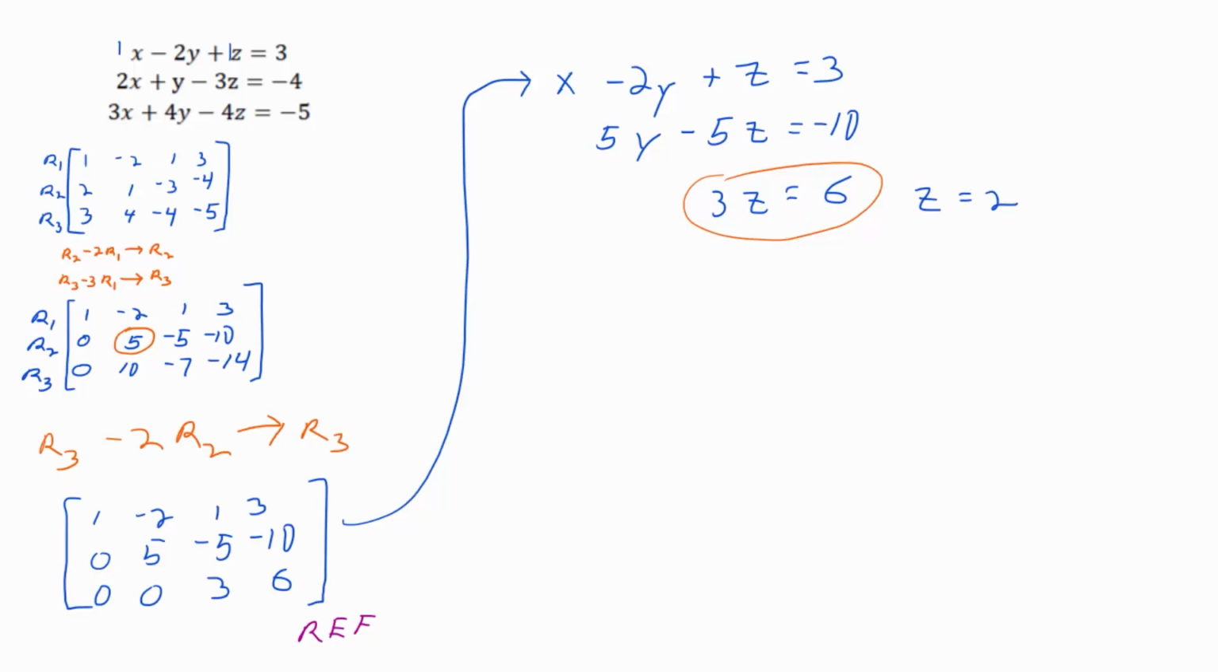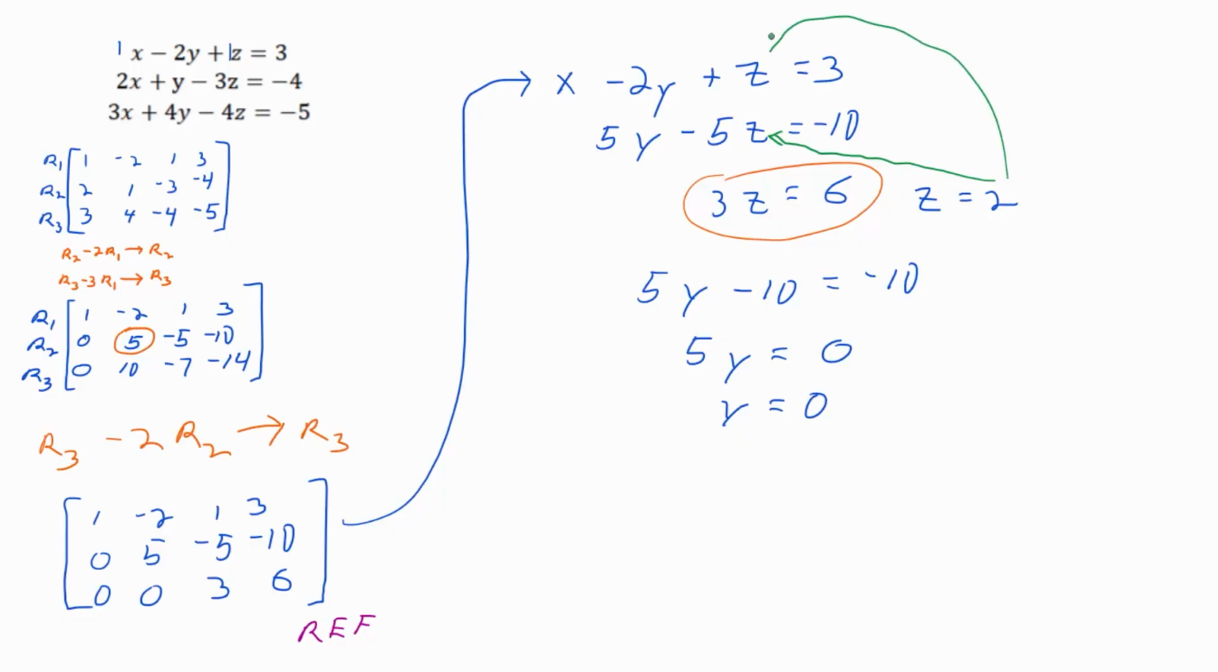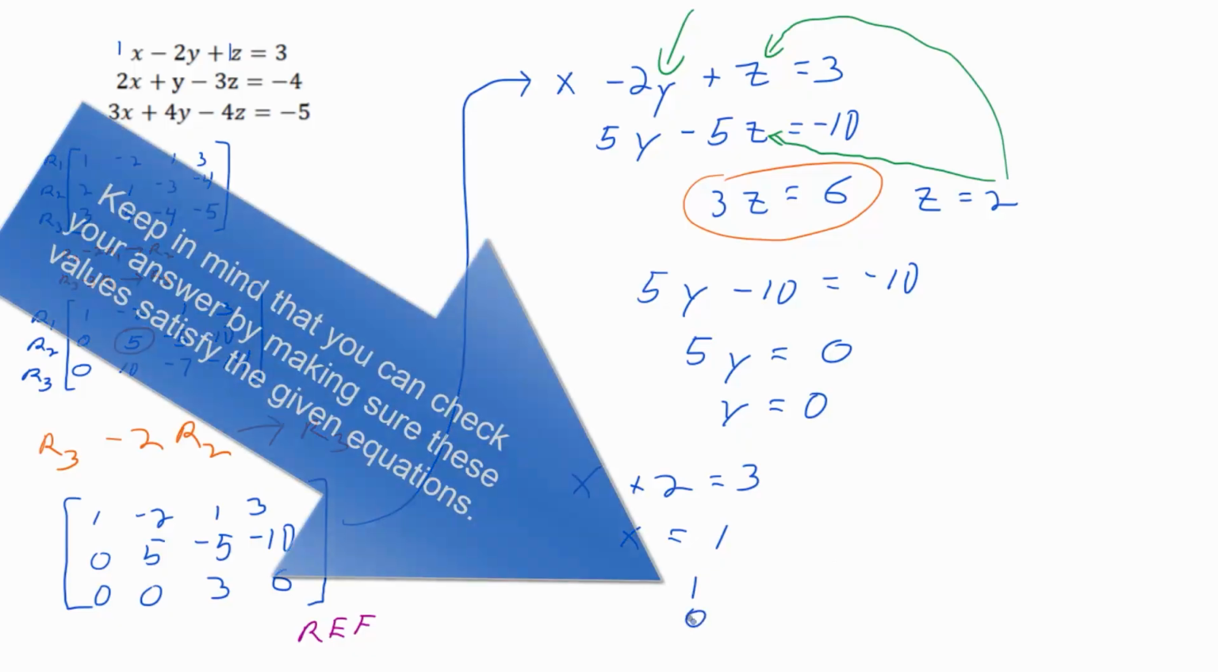And then you would plug that z equals 2 right there and get 5y minus 5 times 2, minus 10, is equal to negative 10. You add 10 to both sides, you get 5y is equal to 0, so y equals 0. And then you plug the 2 in here and the 0 in here, and you get x minus 0 plus 2 is equal to 3, which means if you subtract 2 from both sides, you get x equals 1. So your solution can be written as an ordered triple. In vector form, it would be 1, 0, and 2, with x equals 1, y equals 0, z equals 2.